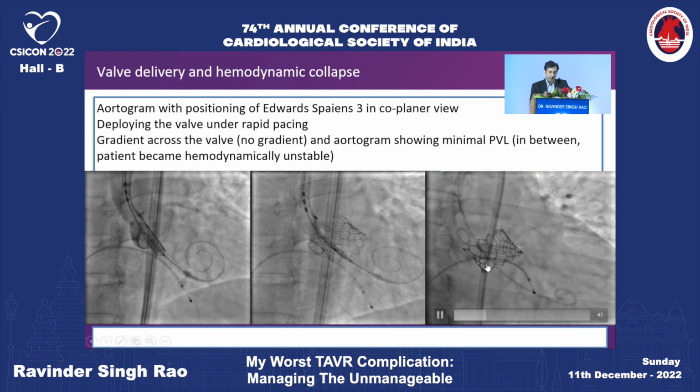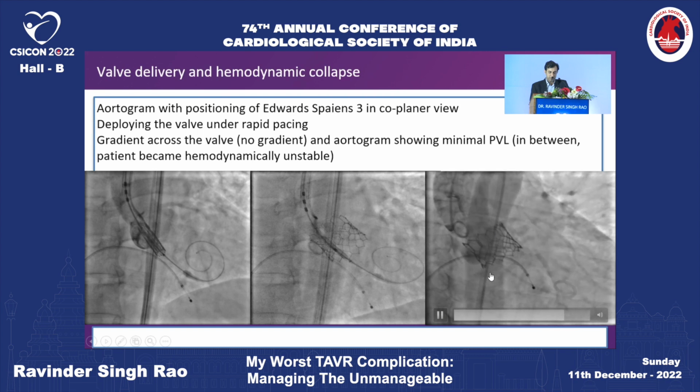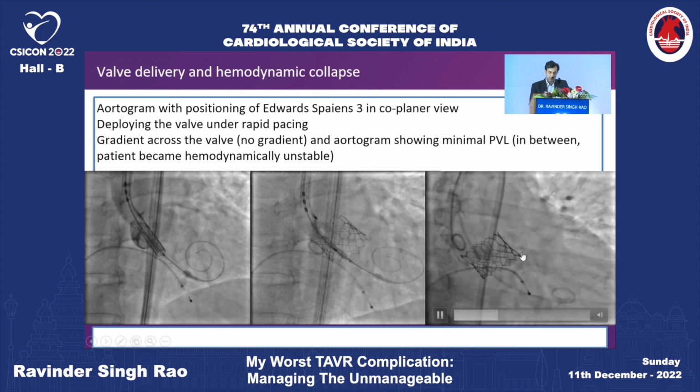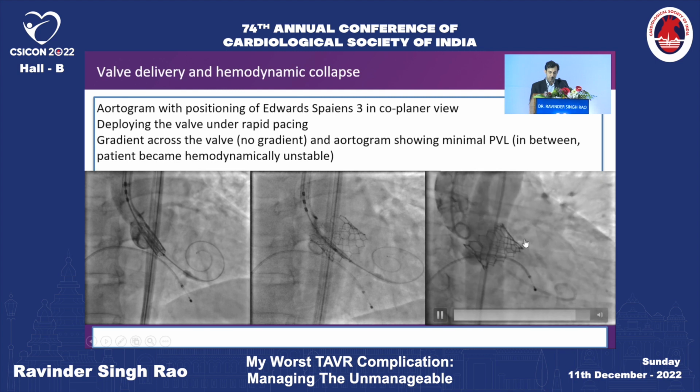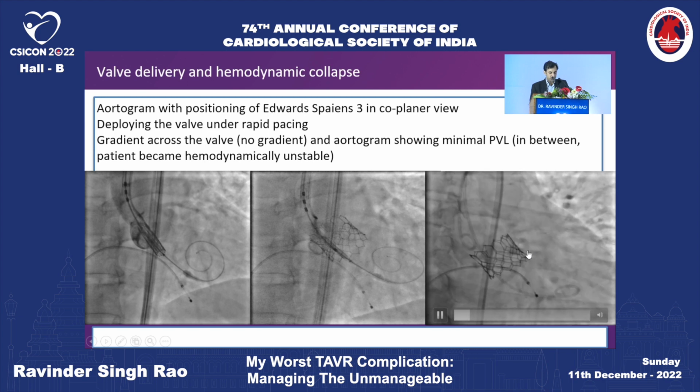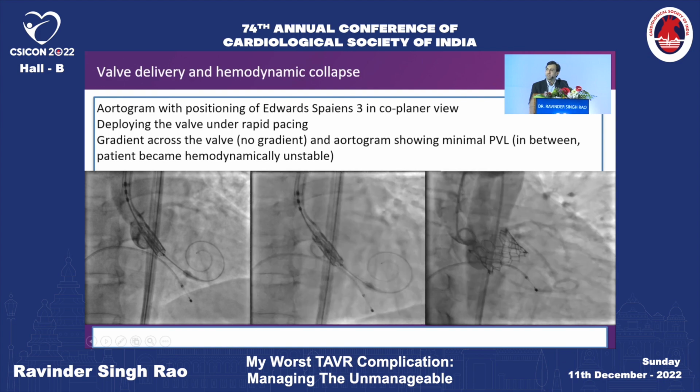Immediately after deployment of the valve, the patient becomes unstable. So you can see this is the aortogram, and if you can pay some attention, there is a whiff of contrast which exits the lower portion of the valve frame.